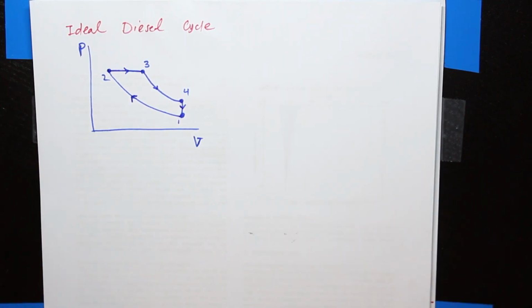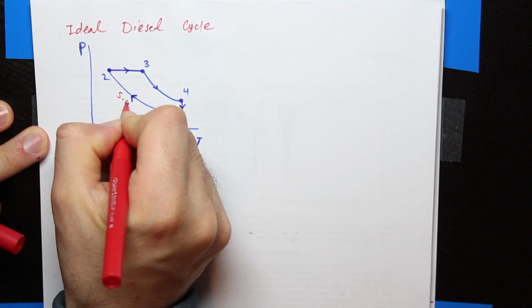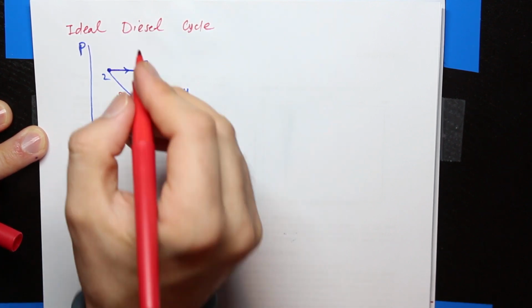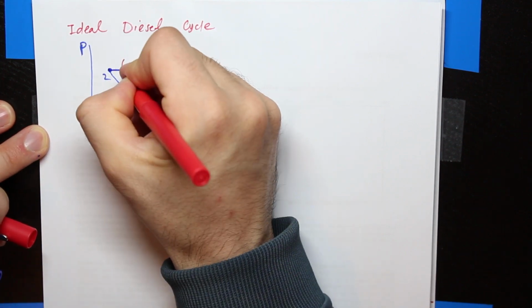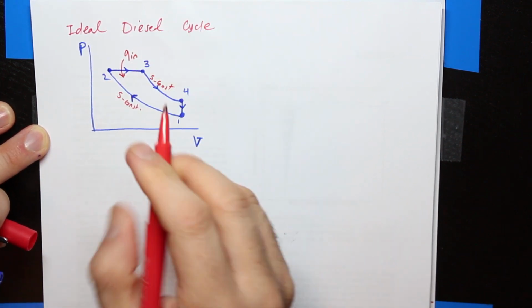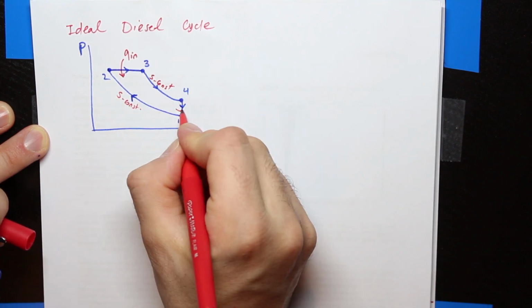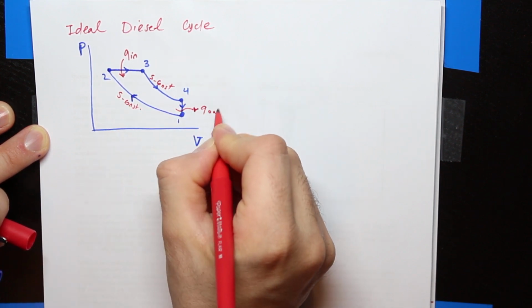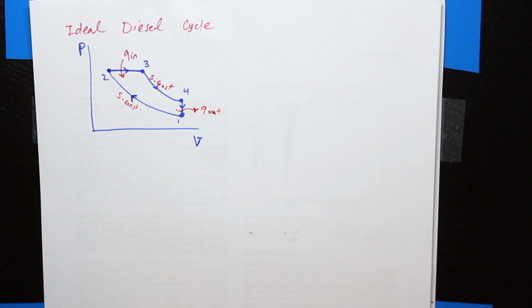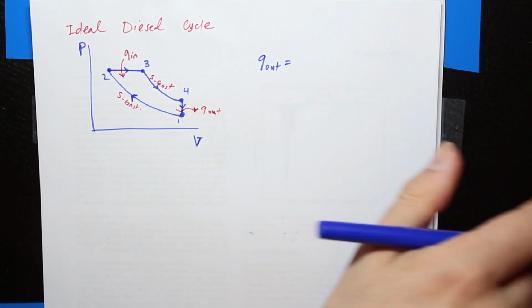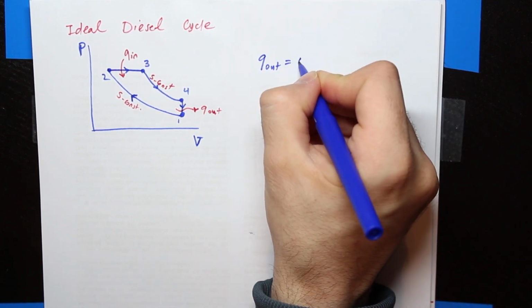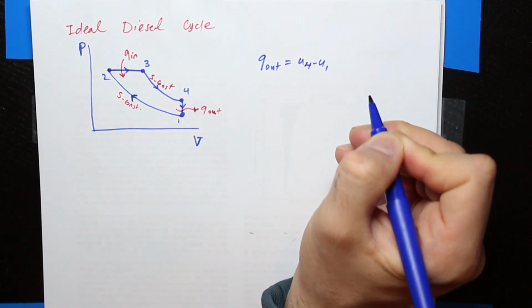Once again, the process from 1 to 2 is s constant or isentropic. The process from 3 to 4 is s constant or isentropic. The heat addition occurs from 2 to 3 in a constant pressure process, and heat rejection occurs from 4 to 1, Q out. Q out here is exactly similar to Q out we had in the Otto cycle, and that will be U4 minus U1.